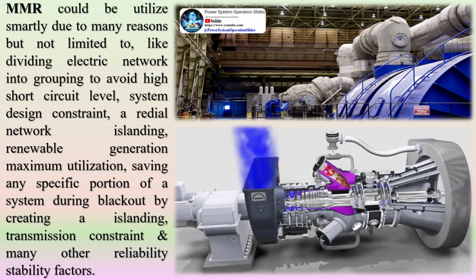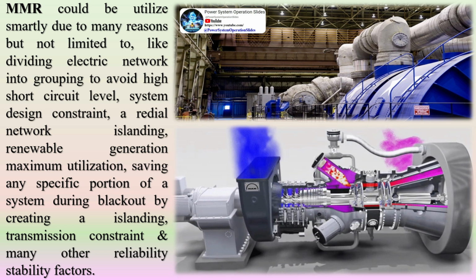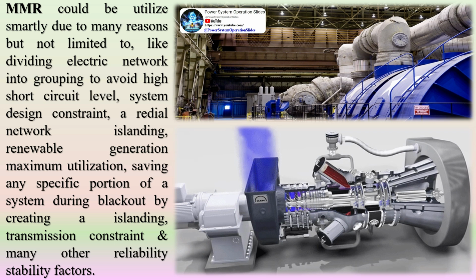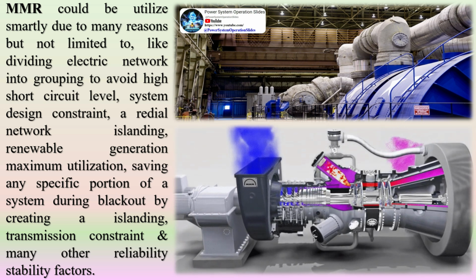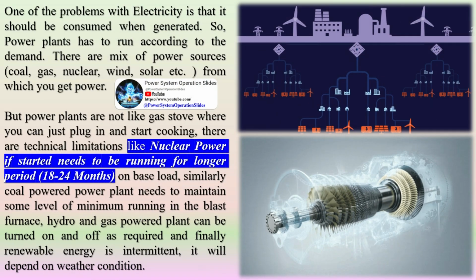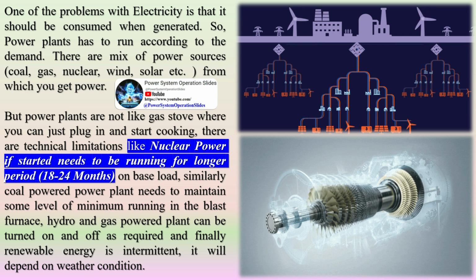One of the problems with electricity is that it should be consumed when generated. So power plants have to run according to the demand. There is a mix of power sources: coal, gas, nuclear, wind, solar, etc., from which you get power. But power plants are not like a gas stove where you can just plug in and start cooking. There are technical limitations. Nuclear power, if started, needs to be running for a longer period, 18 to 24 months on baseload. Similarly, a coal-powered plant needs to maintain some level of minimum running in the blast furnace. Hydro and gas-powered plants can be turned on and off as required, and finally, renewable energy is intermittent. It will depend on weather conditions.